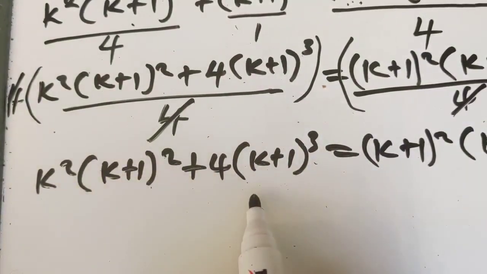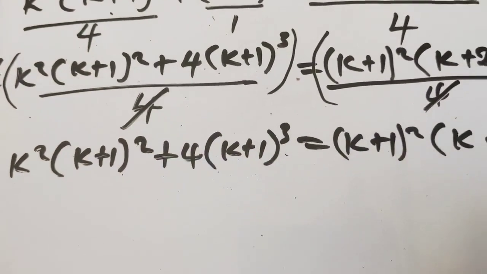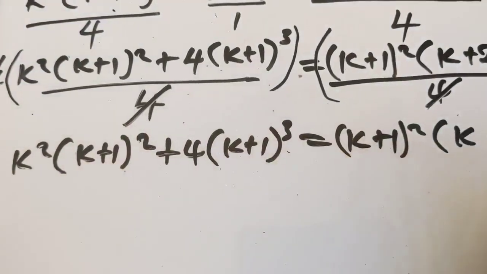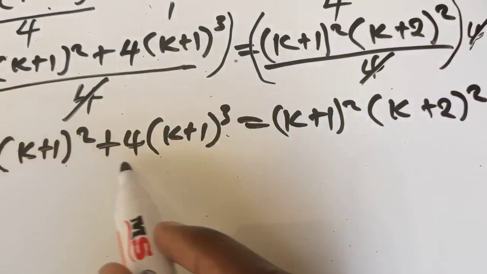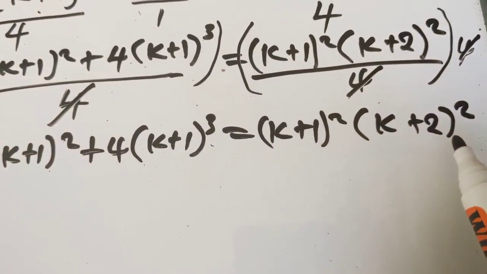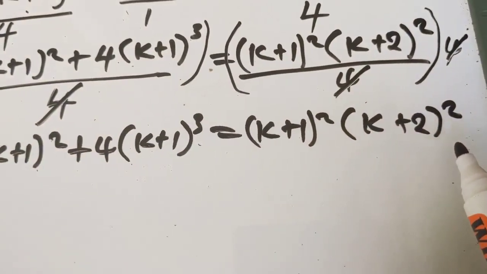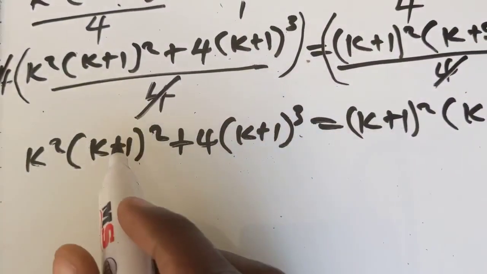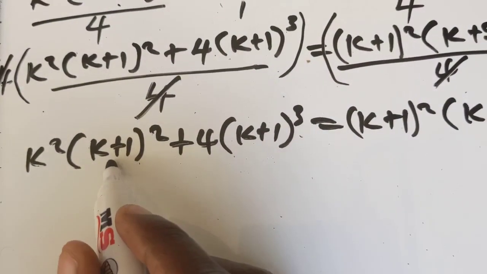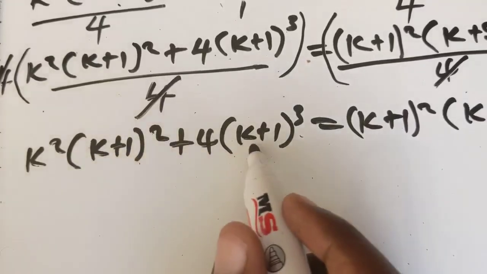You can factorize this. What we are trying to do is to make this part equal to this part here, which is on the right hand side. So what you do here is you just have to factorize, since there is k plus 1 here and there is also k plus 1.